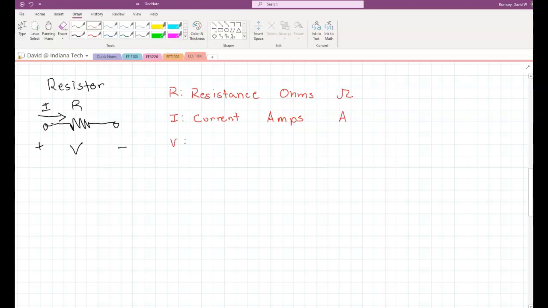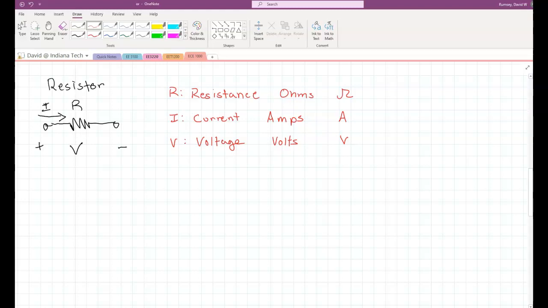And V for voltage, the units for that is volts. And the abbreviation, which sometimes gets a little confusing when we label something V here, the abbreviation for volts is also V.